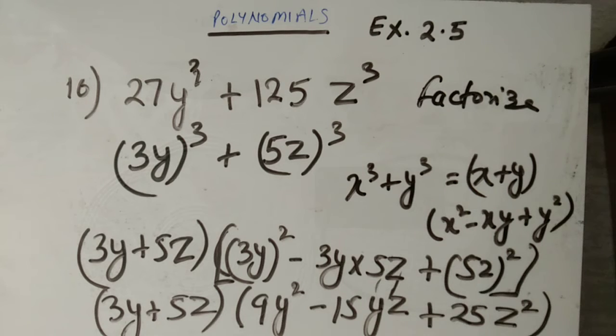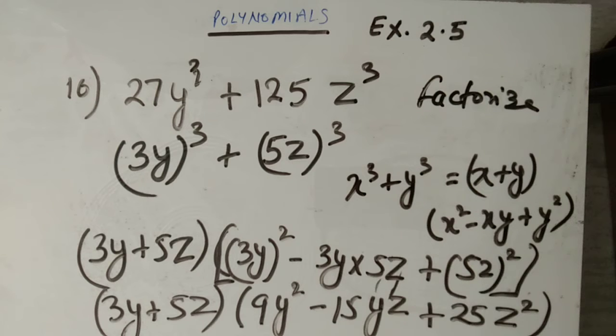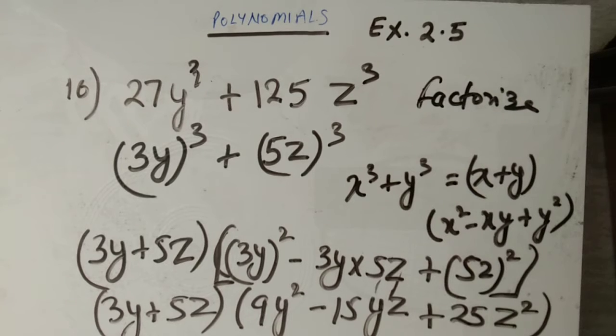The same, the second part of this question you will do by yourself. The formula will be the same, but instead of plus you will use the formula of the negative sign. Okay, those identities you have to learn. Now we will discuss question number 11.